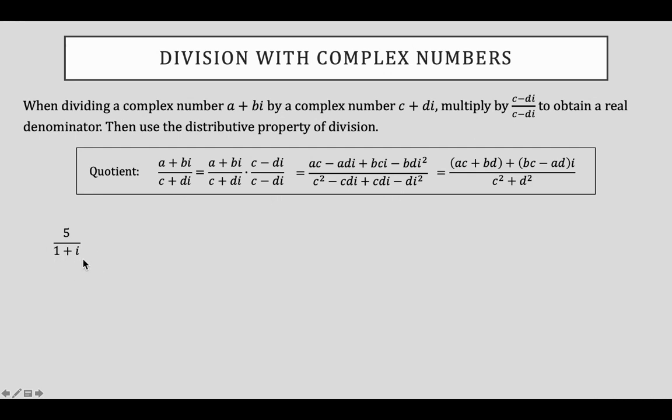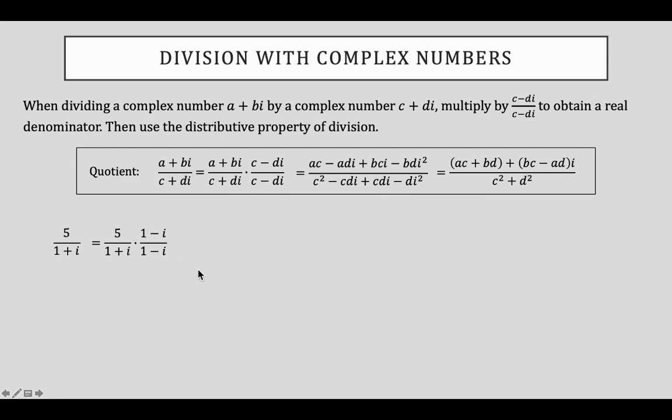So in this particular case, I would take 5 divided by 1 plus i, and I would multiply the numerator and the denominator by the complex conjugate of the denominator. All that means is I change the sign in between my real parts and my imaginary parts. Why am I allowed to perform this operation? Well, it's the exact same thing as multiplying by 1.